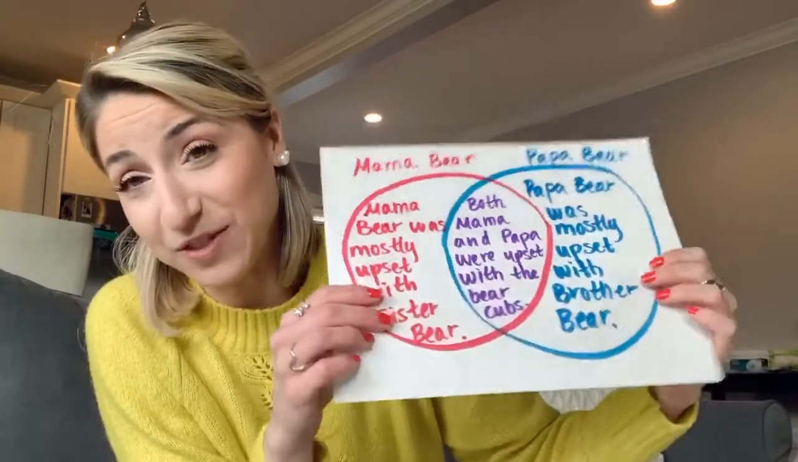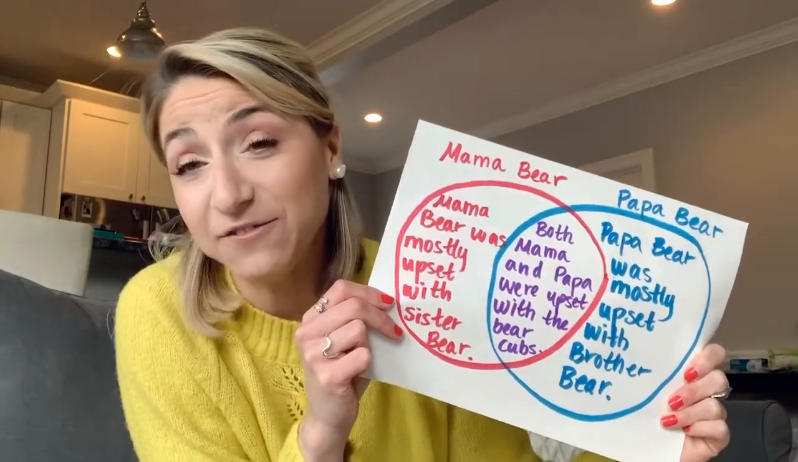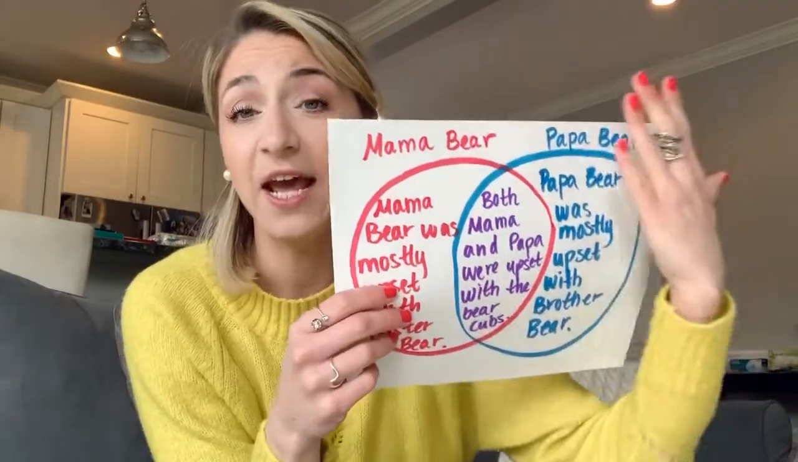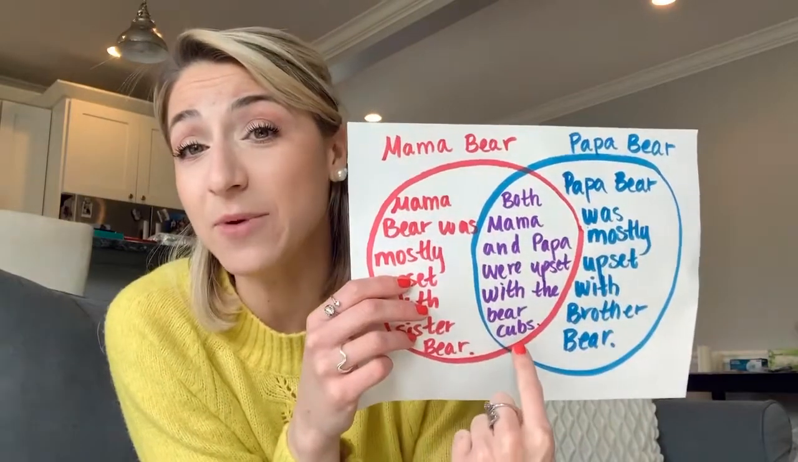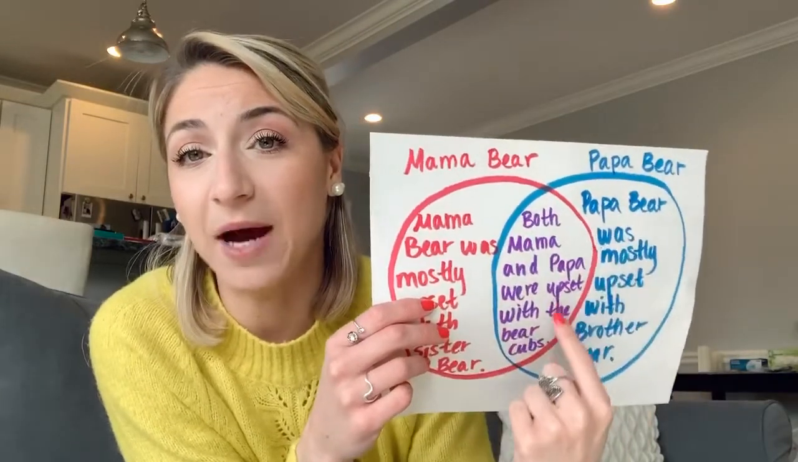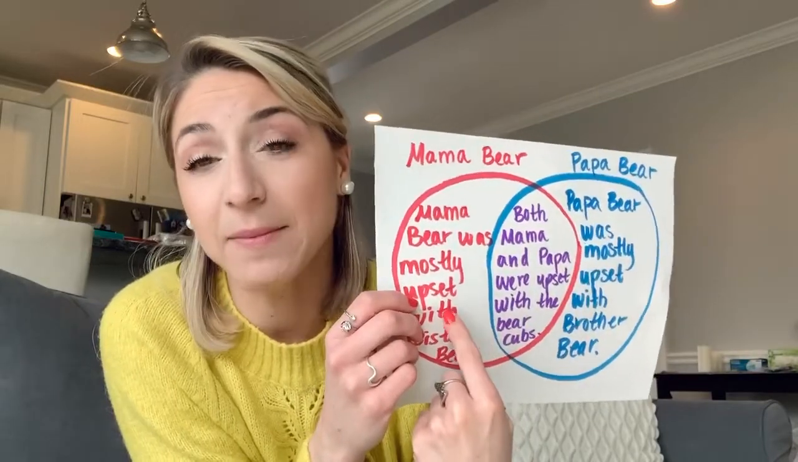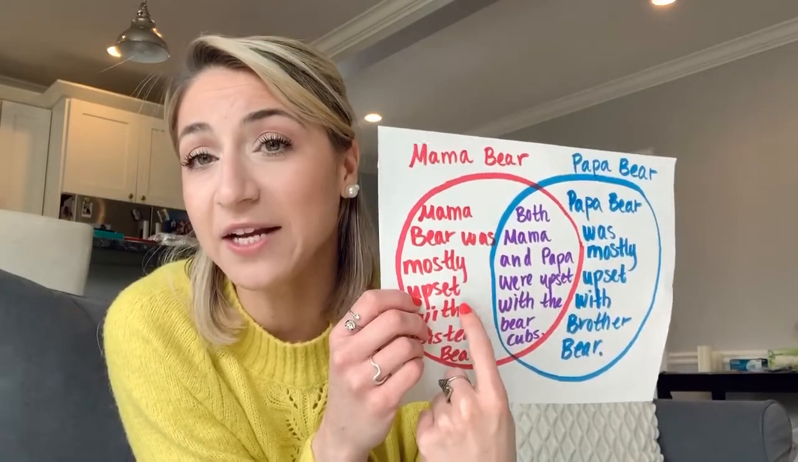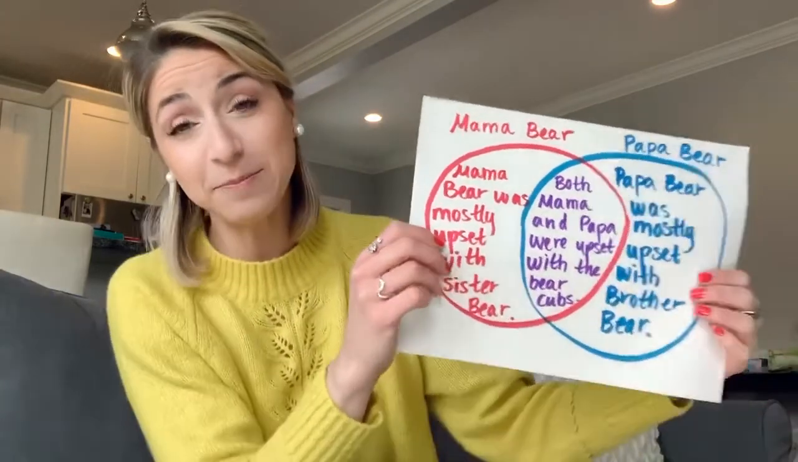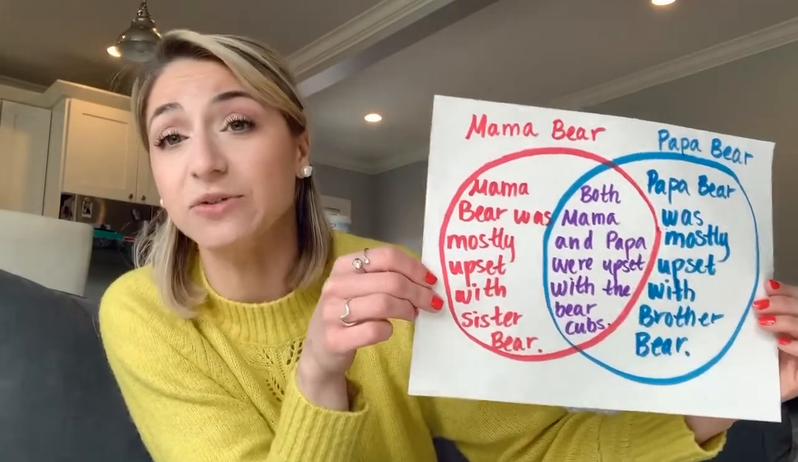So just to review, this is a Venn diagram. It's a way you can compare and contrast characters in a story. If you're comparing and contrasting two different stories, you can do one story on this side, one story on the other. And remember, what goes in the middle is the same. So something that's the same between Mama Bear and Papa Bear is they were both getting upset with the bear cubs. A difference is that Mama Bear was mostly upset with Sister Bear, and another difference is that Papa Bear was mostly upset with Brother Bear. Now, I've met my objective because I gave one example of comparing and contrasting between two characters.